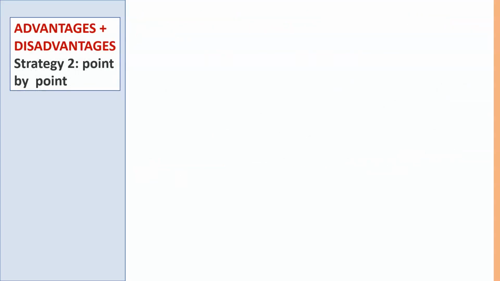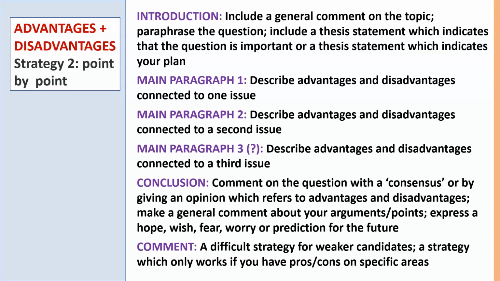Moving on to our final strategy, and this is point by point, and I do quite like this approach. It's a little bit different. So you start with a general comment on the topic, maybe. You might paraphrase the question and a thesis statement which indicates the question is important or which indicates your plan. So you are commenting on the question or stating your plan. The same as in the previous examples we've given.